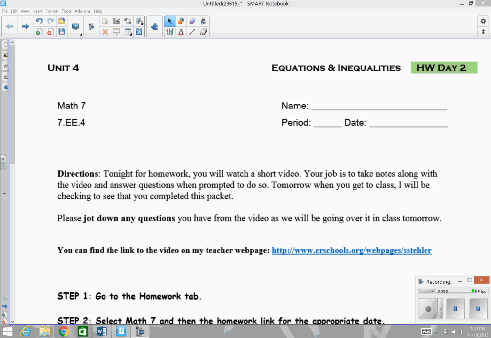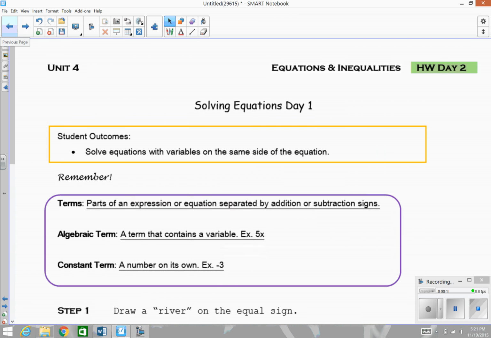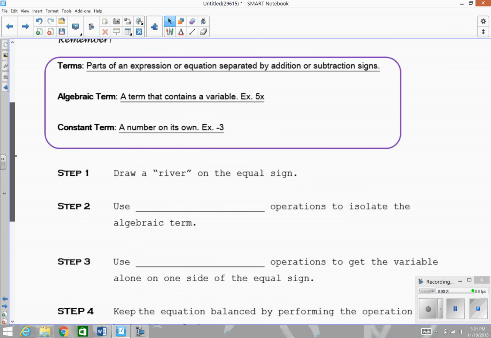Welcome to homework 2. Today we are going to learn about solving two-step equations. For those of you who maybe struggled a little bit with equivalent equations, this should help to answer some of your questions, hopefully. Here we go. Our goal is to solve equations with variables on the same side, but today we're moving on to two steps, whereas the other day we reviewed one-step equations from 6th grade.